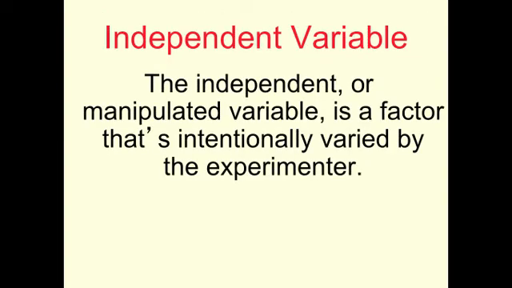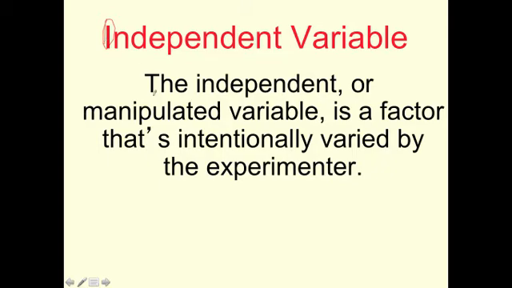Okay, so in your notes, an independent variable. The independent variable or manipulated variable is a factor that is intentionally varied by the experimenter. So the independent variable is what you change. You can think of it as independent starts with I, and so it's what I change. Independent variable is what I change.